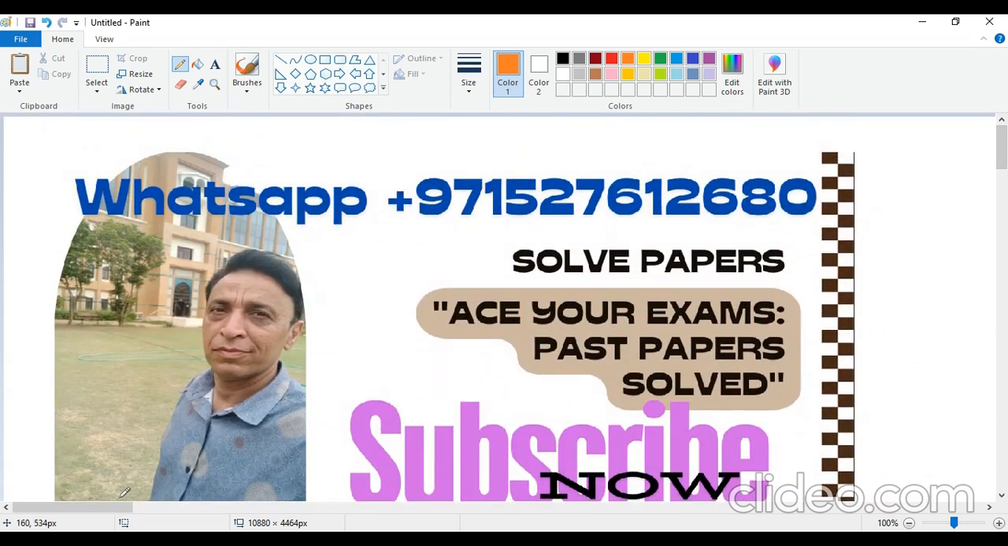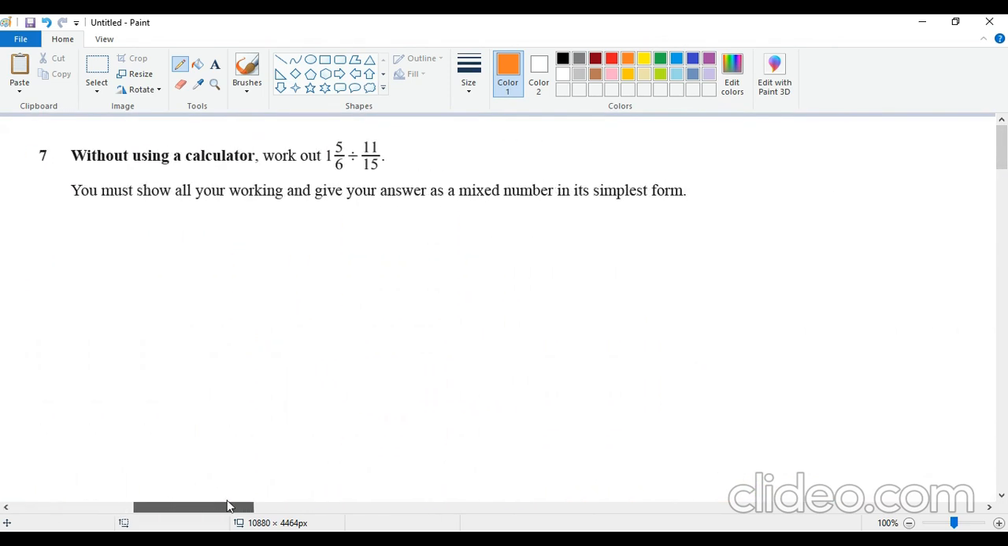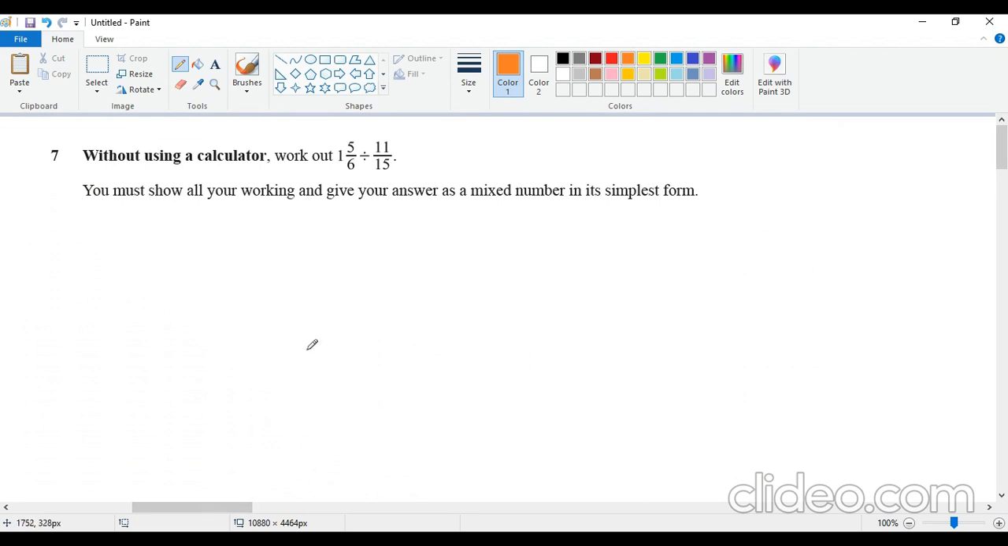Now, moving on to the next question. It says without using calculator. So that means every working is to be clear, divided by 11 over 15. So this is 11 over 5 divided by 11 over 15.